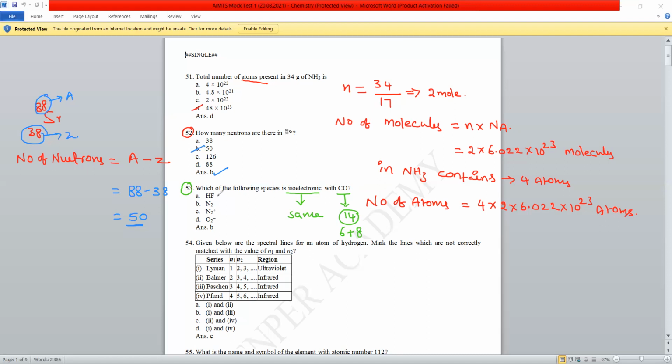Like that, if you count here, HF will have 10 electrons, nitrogen will have 14 electrons, N2 plus will have 13 electrons, O2 minus 2 will have 17 electrons. So which is the correct option? The same number of electrons we have here, B is the correct answer. Okay, students, so B is the correct answer.